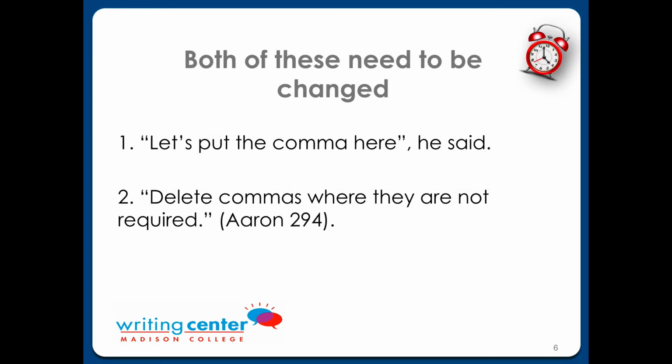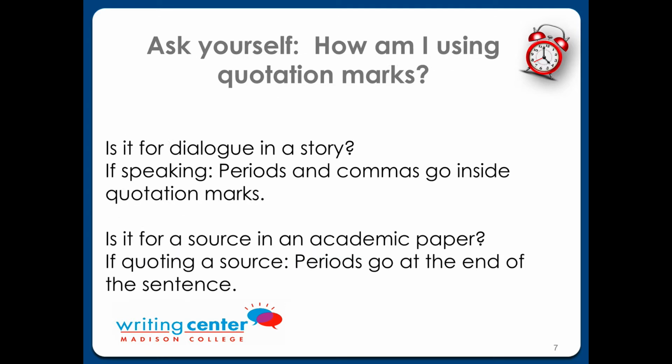Both of these sentences have problems. Do you want to take the first one, Kate? Sure. Let's start by asking, is this dialogue or a quote from a source? It looks like dialogue, so we'll move the comma inside the quotation marks and the period goes at the end of the sentence. Perfect. Now the second sentence has a quote from a source. The problem here is that there is an extra period. The only place you need a period is at the very end, right here. So delete this one.